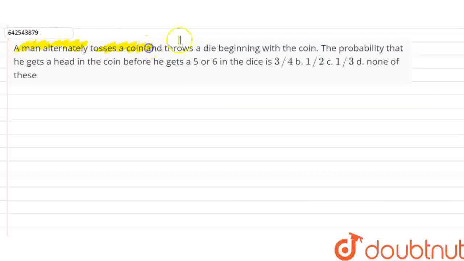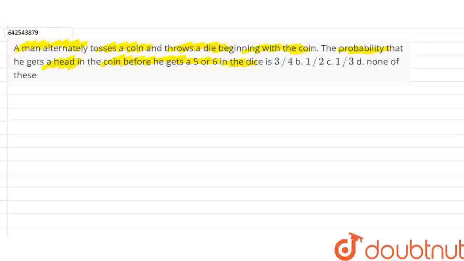A man alternately tosses a coin and throws a die beginning with the coin. So the probability that he gets a head in the coin before he gets a 5 or 6 in the dice. So there is a condition that he has to get a head before the dice appears. In the dice there would be a 5 or 6.